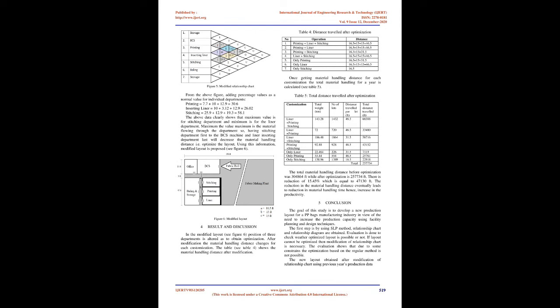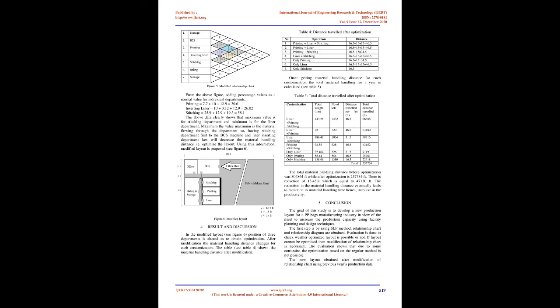The maximum value is the material flowing through the department, so having the stitching department first to the BCS machine and the liner inserting department last will decrease the material handling distance, i.e. optimize the layout. Using this information, the modified layout is proposed, see Figure 6.